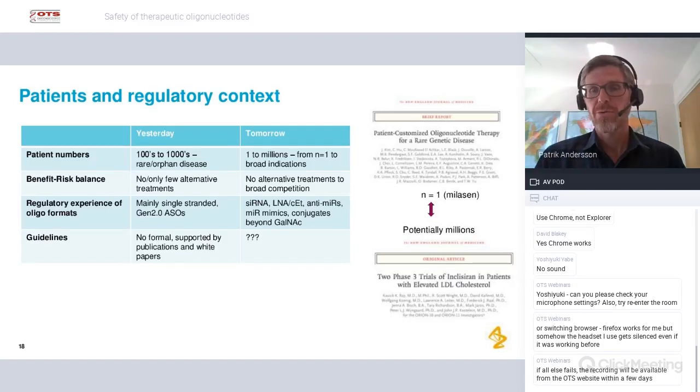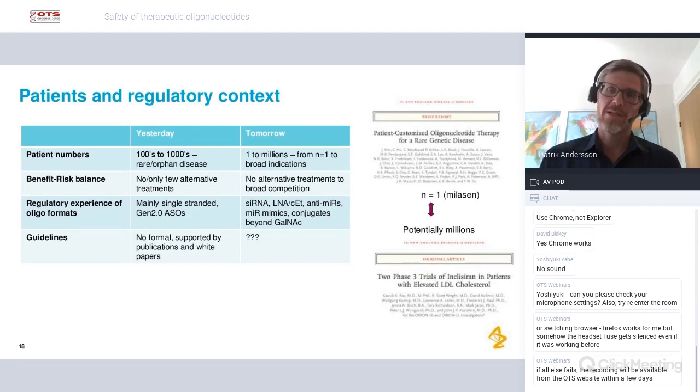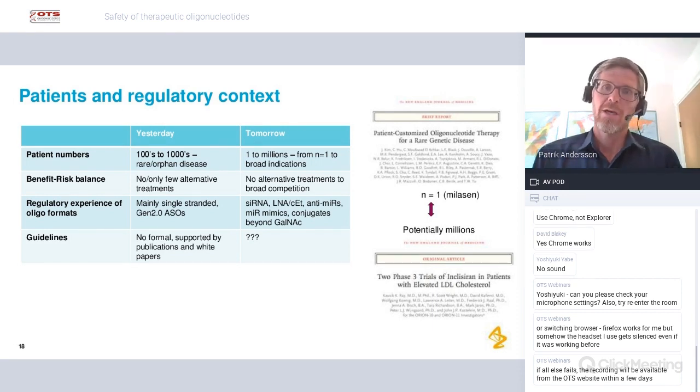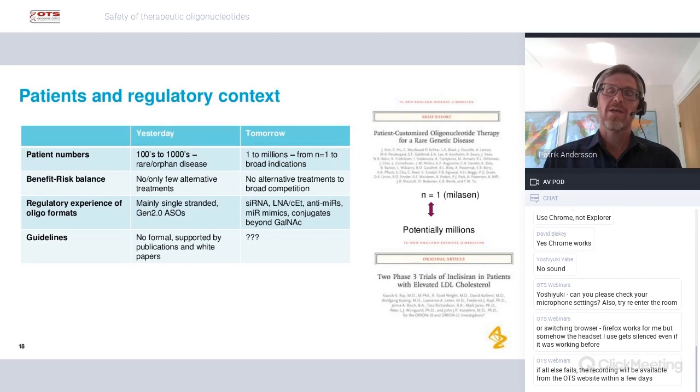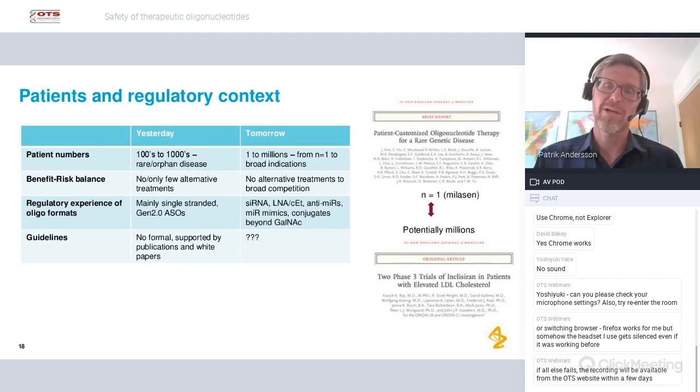To the other end of the scale now, inclisiran coming out for PCSK9 siRNA, that has the potential to treat millions of patients. And of course, going from a few hundreds to thousands, where you have no or only very few alternative treatments, to enter areas where you expose a lot of other patients with alternative treatments. That's, of course, a big thing where they need to be very, very safe.